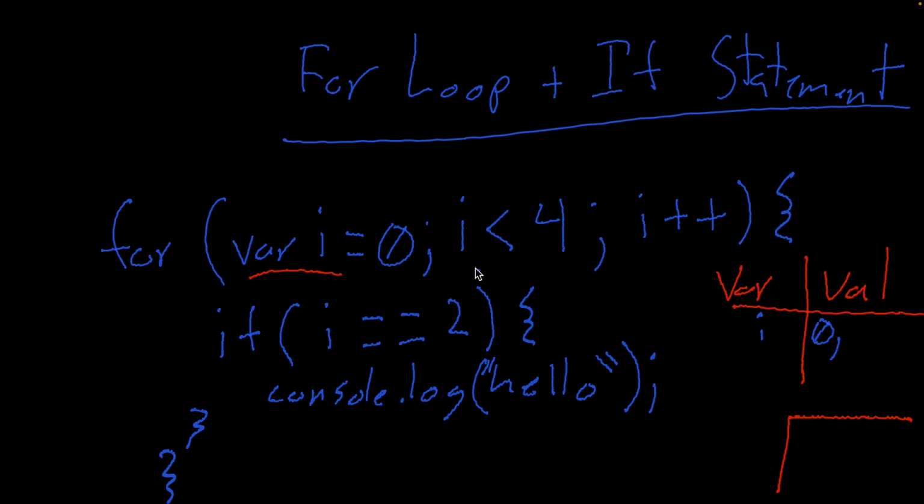And then we go here. While i is less than 4, is i less than 4? Yes, because we started with 0. So then we enter here. Now we check this if statement. If i is equal to 2, console log hello. Is i currently equal to 2? No. i is 0, right? That's what we see here, 0. So then we move on.